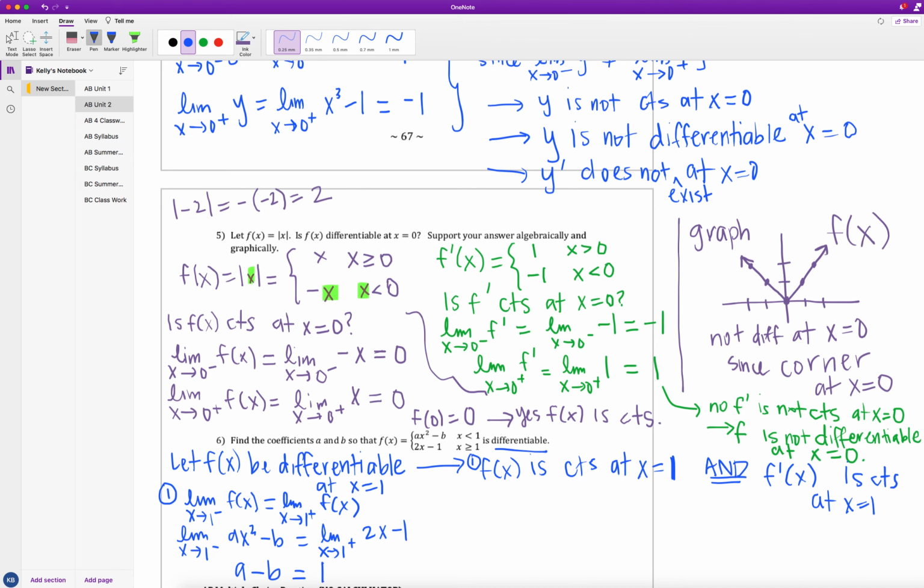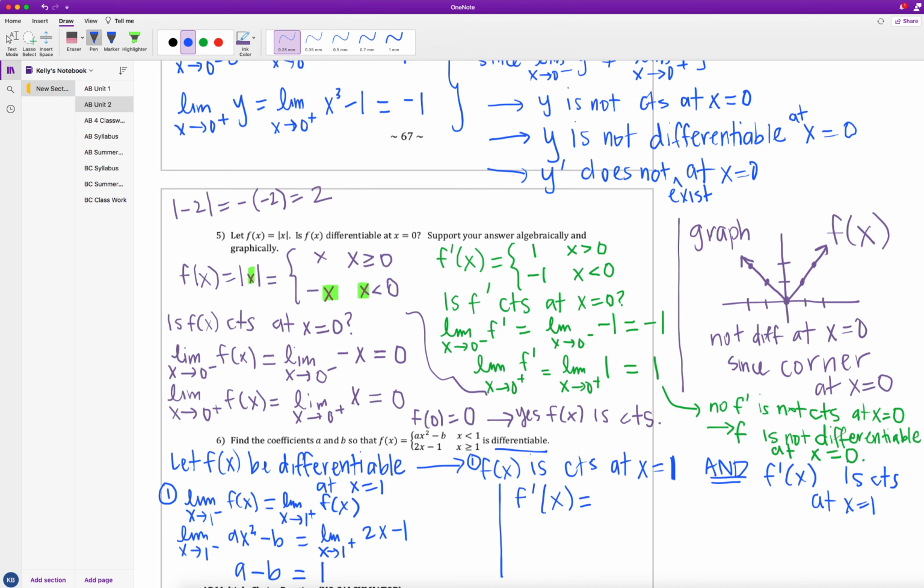So far I've got one equation that involves both a and b, but I can't solve this for either variable without knowing what the other one is. So that's why we also have to use the fact that f prime is also continuous. So if I know that f prime is continuous, well, let's first find f prime, because right now I don't have an equation for it.